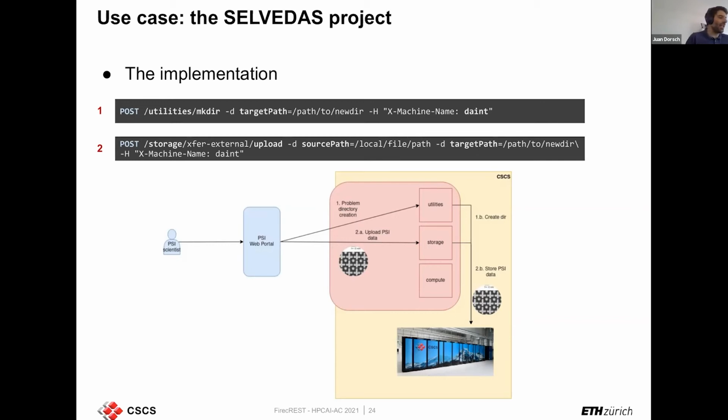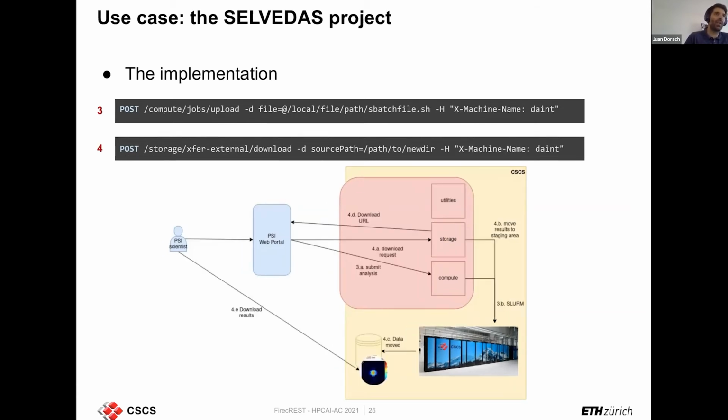Once the data is moved or copied to the storage in CSCS, they need to do the calculation. So they activate the compute microservice, or the compute API, to upload the batch file, which has the orders to execute the calculations needed on DAIS. Then, when the calculation is over, they need to take the data back to the portal for the scientists to analyze it and to do, again, as I said before, the feedback experiment.